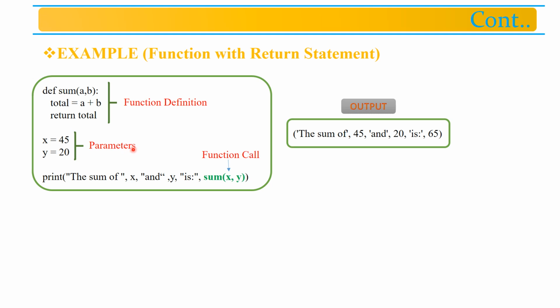Now I am going to print the sum of x and y. The value of x is 45 and the y value is 20. Here is the function call, the x value is 45 and y value is 20. So when you get the sum, it displays the output as 65. So this is a return statement.